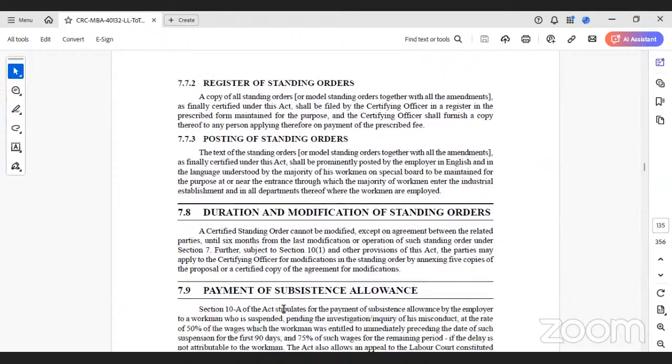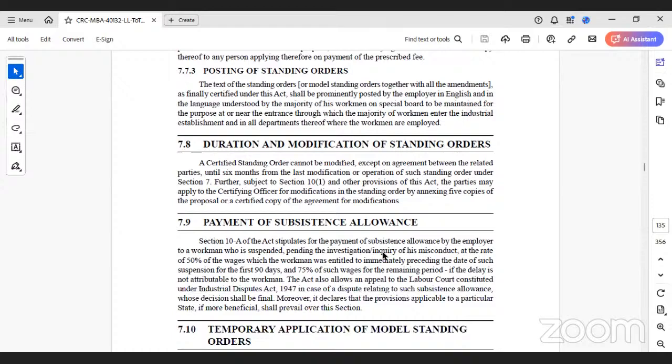And the duration and modification of the standing orders: a certified standing order cannot be modified unless there is an agreement between the parties until 6 months from the last modification. So if any modification is required, for at least a 6 months period, they have to wait until the 6 months from the last modification expires. Either of the parties can apply, but both the parties should agree for the modification, and only then can the modification be dealt with.